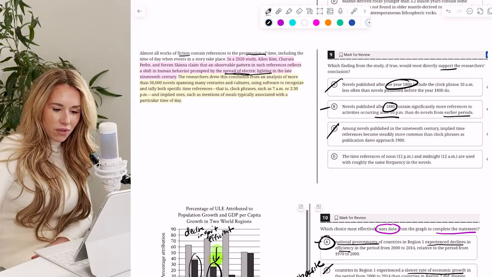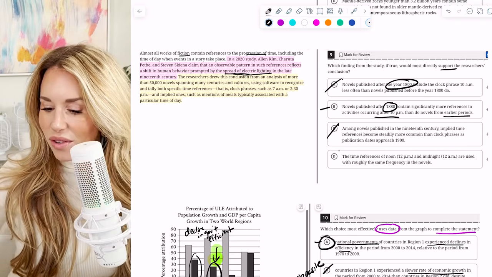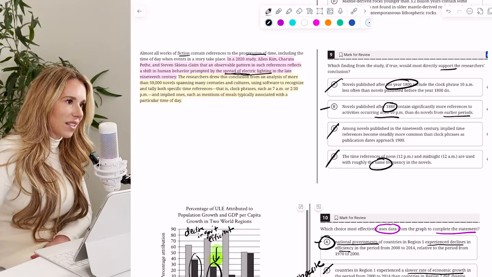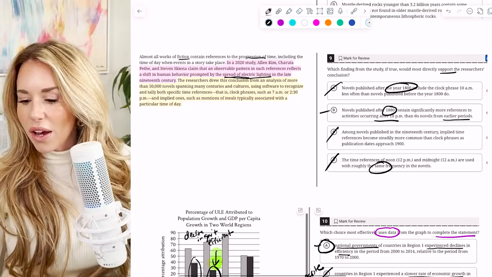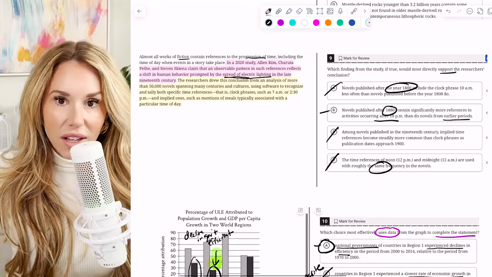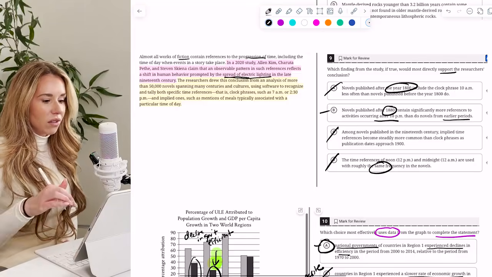D says the time references of noon and midnight are used with roughly the same frequency in the novels. No, same. That means that there was no change. So that's definitely wrong. So if you picked C, guys, that doesn't do enough to show that electricity is what changed things. So really think a little deeper about that.